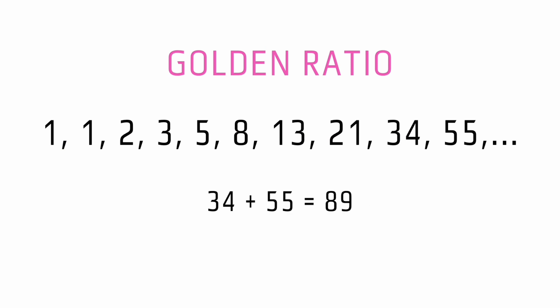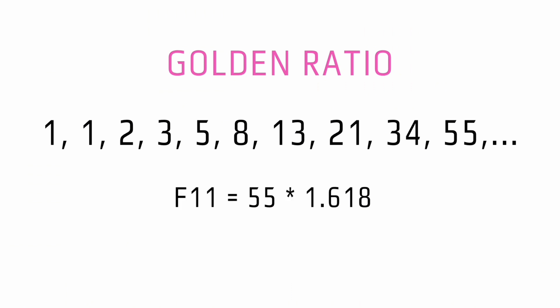Let's try using this once again. We know that the next number would be 89. Using the golden ratio, let's multiply 55 and 1.618. We would get a number approximately equal to 89.